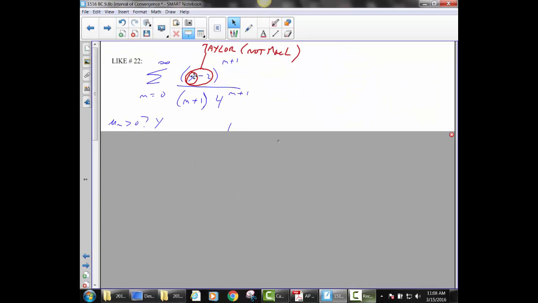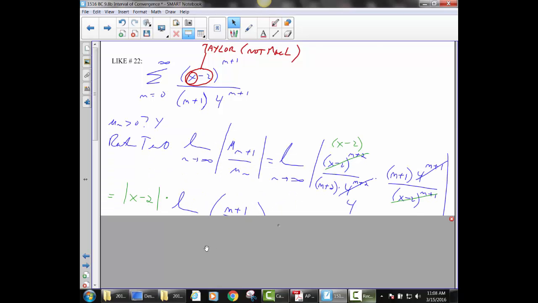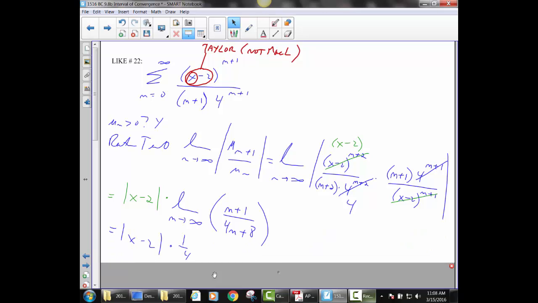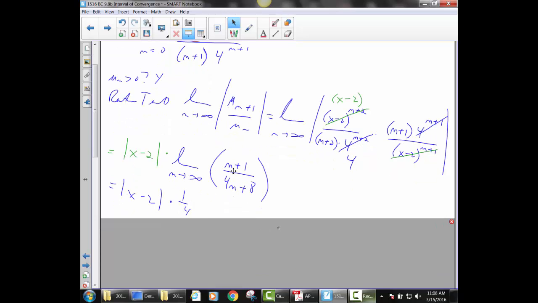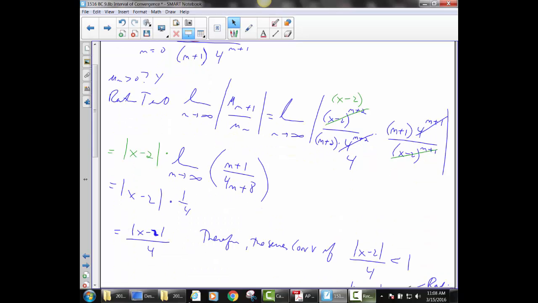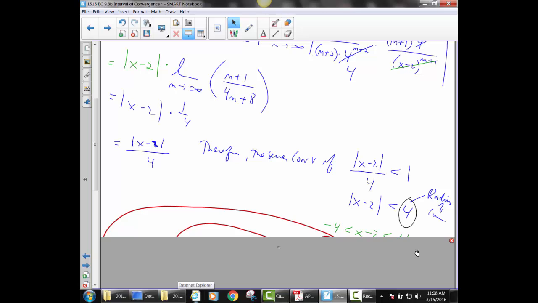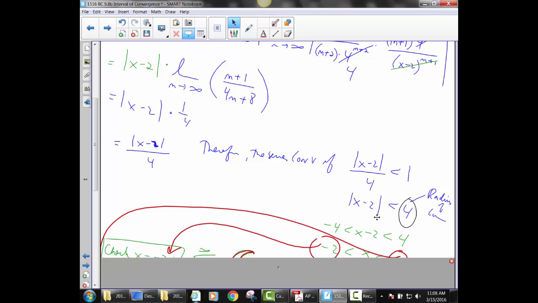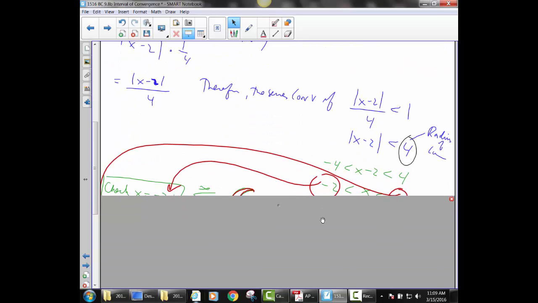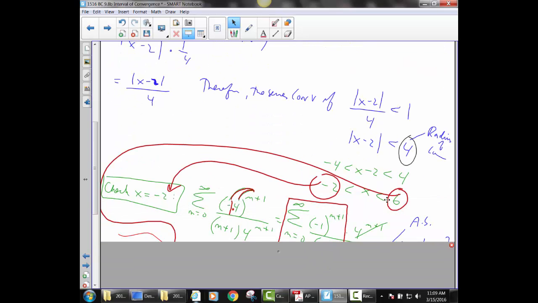Here's like number 22. Again, this is a Taylor power series, right? We do our limit as n goes to infinity, absolute value of u n plus 1 over un. When you simplify, you'll pull out this absolute value of x minus 2. You'll be left with n plus 1 over 4 times n plus 2. Of course, degree of top equals degree of the bottom, so it's leading coefficient over leading coefficient, and we end up with that. Now you have to isolate your absolute value in order to get your radius of convergence. And then for your interval of convergence, you'll solve the absolute value inequality. X minus 2 is between negative 4 and 4. You'll add 2. You end up, it's between negative 2 and 6.